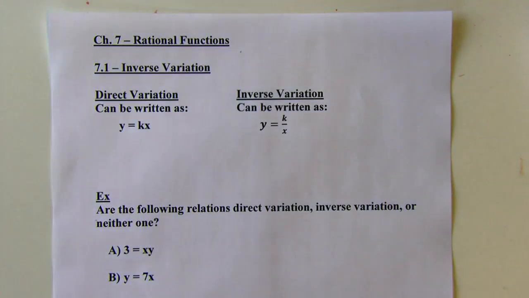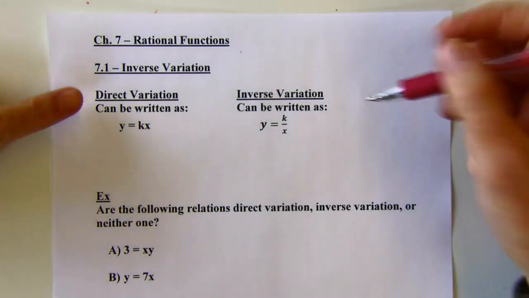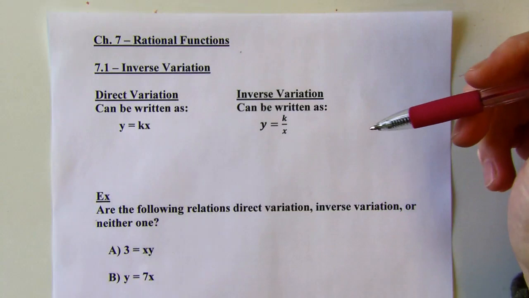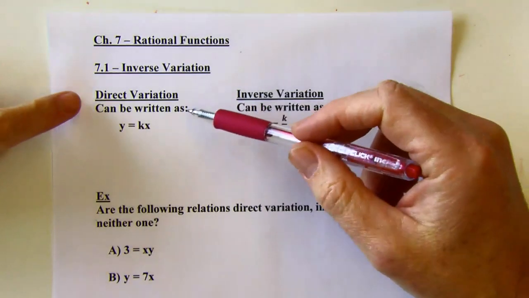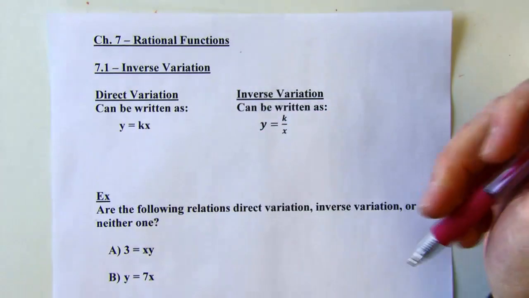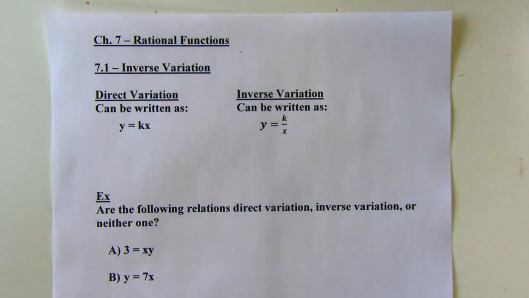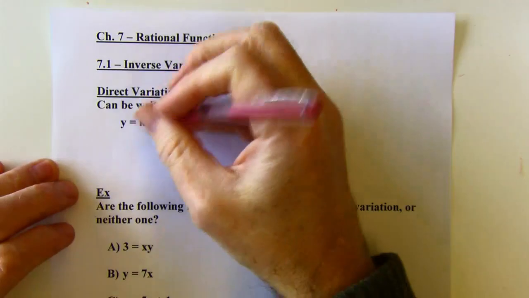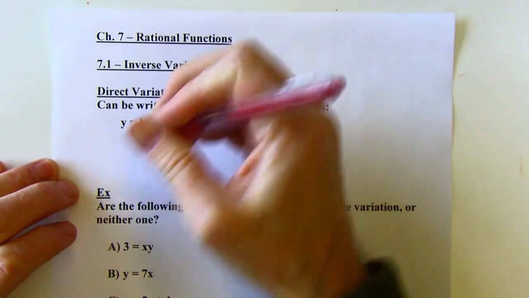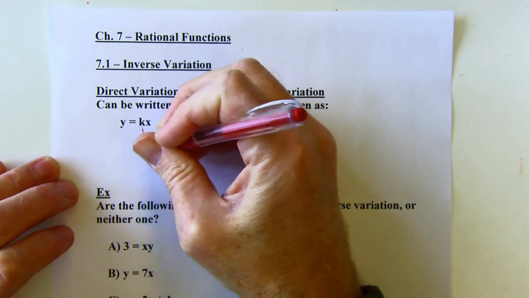Okay, inverse variation. So we've got direct variation and inverse variation. An equation that can be written in this format, y equals kx. K is just going to be a number. So it might say y equals 2x or y equals 3x, something like that. This k number is called the constant of variation.